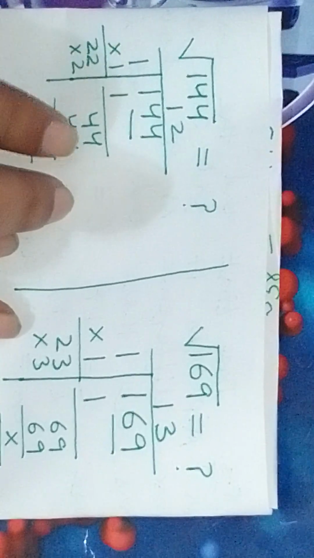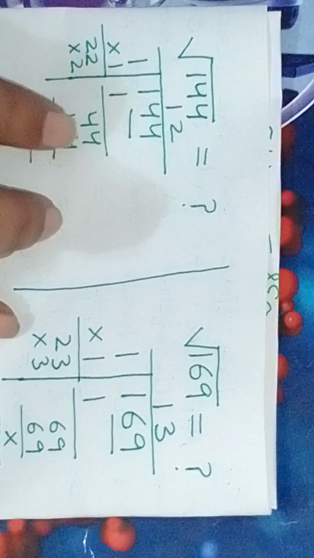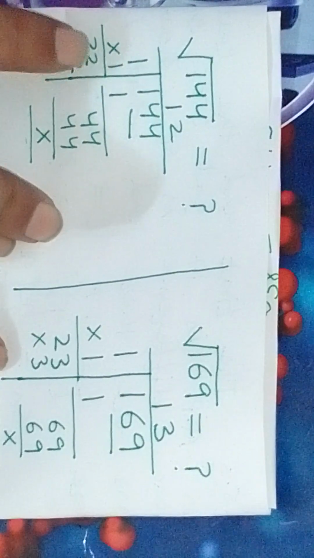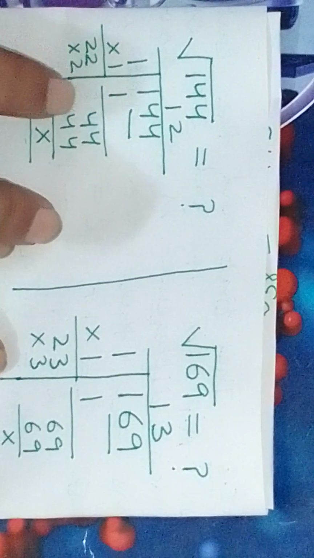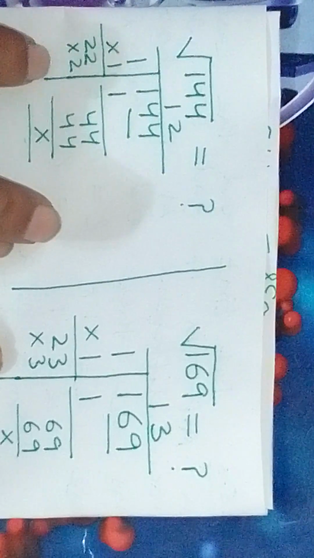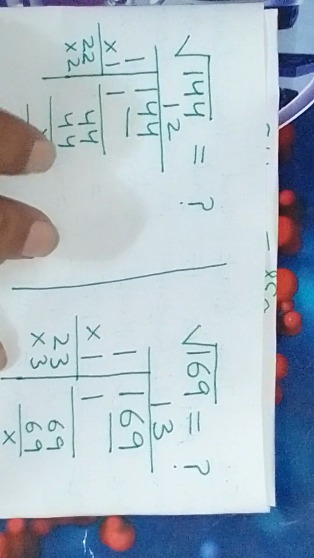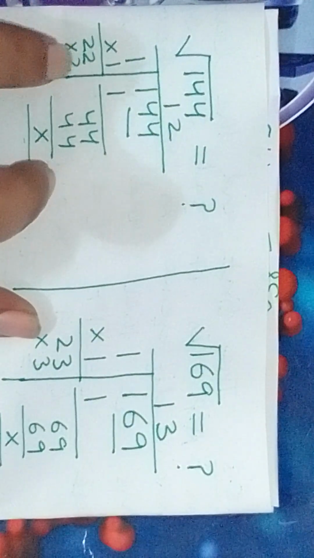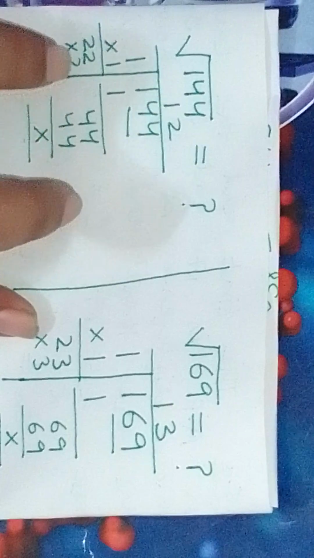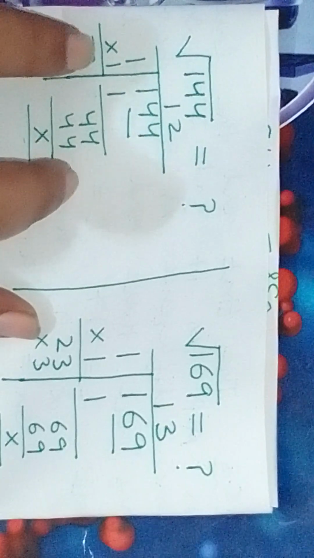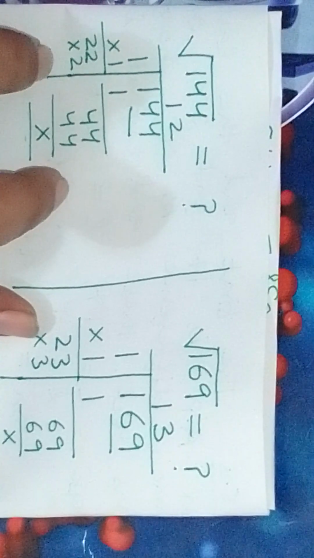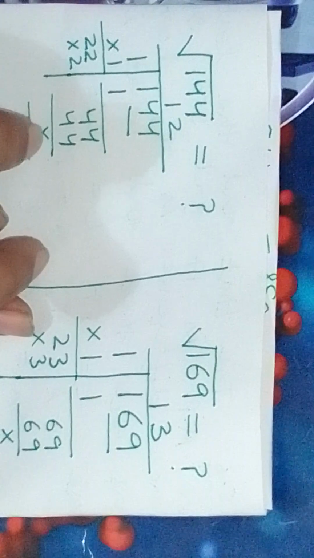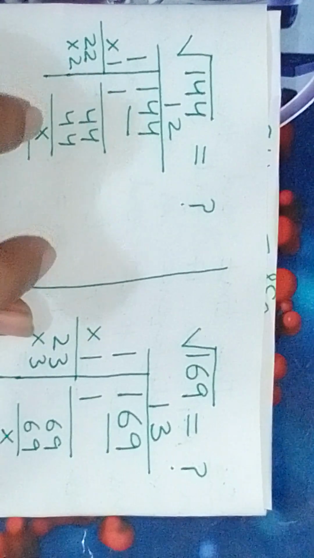Now we put the value which comes upon 44. So 22, 2 and 2 into 2, that is 22 into 2, that comes to be 44. Hence 2 here and 2 here. 22 into 2 is 44. If we will take 2 into 2, 1 into 1, then here comes 21. Then the subtraction is 23.